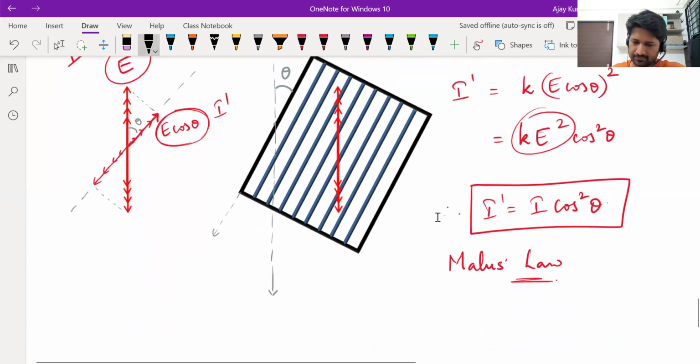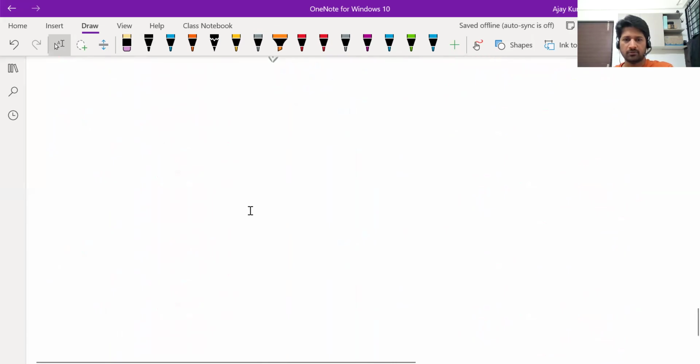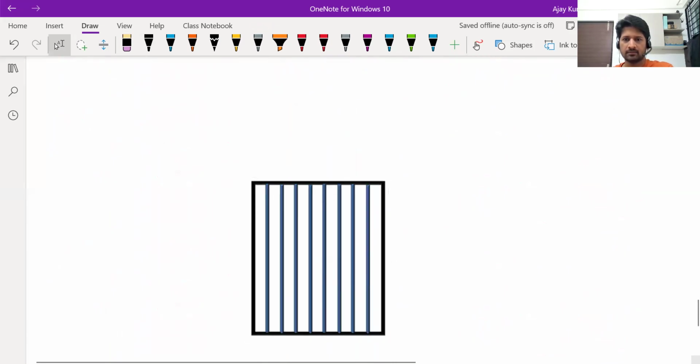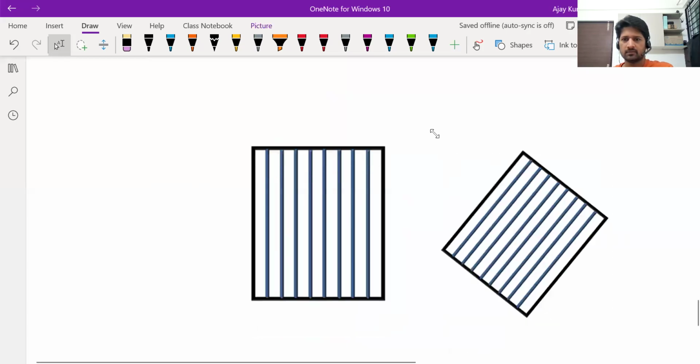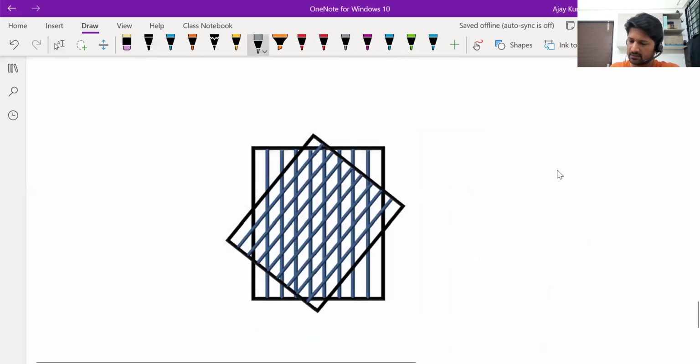Let's solve one problem based on this. Suppose there are two Polaroids, one placed on top of another. One is this. The other one you assume is this. One of them has pass axis as the y-axis itself. The other one's pass axis makes 45 degrees with the y-axis. So these two Polaroids are rotated by a relative angle of 45 degrees. Is the picture clear? Yes, sir. So there are two Polaroids arranged like this.